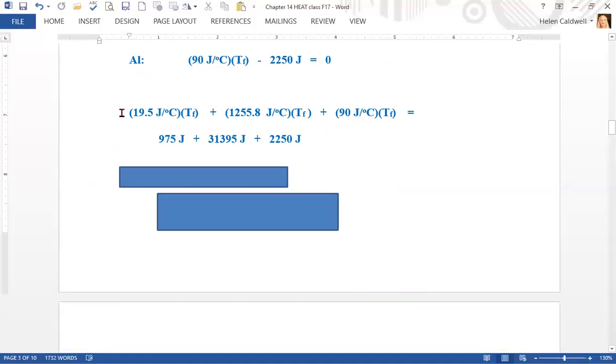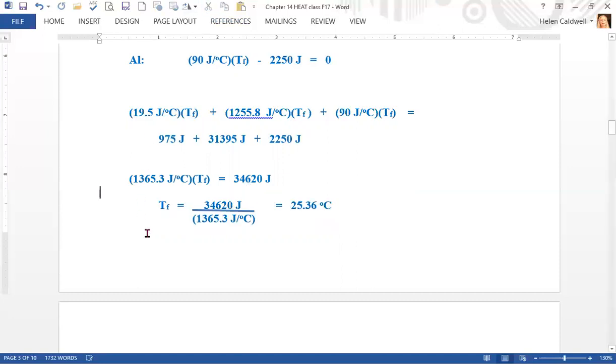And on the left side, 19.5 times TF plus 1255.8 times TF plus 90 times TF. Add up all the numbers because they're all times TF. And so on the left side we have 1,365.3 joules per degree Celsius times TF equals 34,620 joules. Now to get TF all by itself, we divide both sides by 1,365.3. And we end up that our final temperature was 25.36 degrees Celsius.